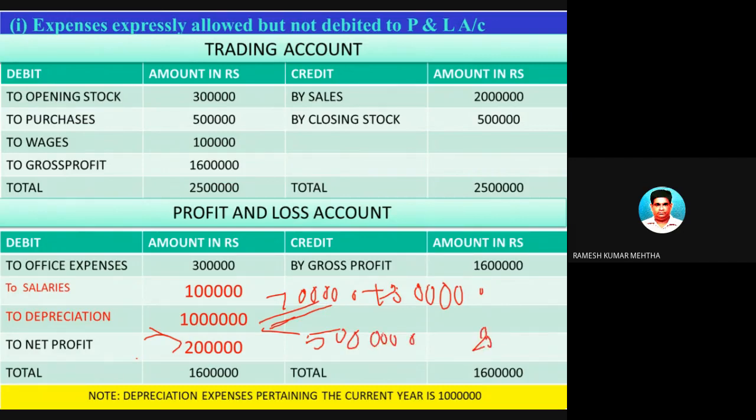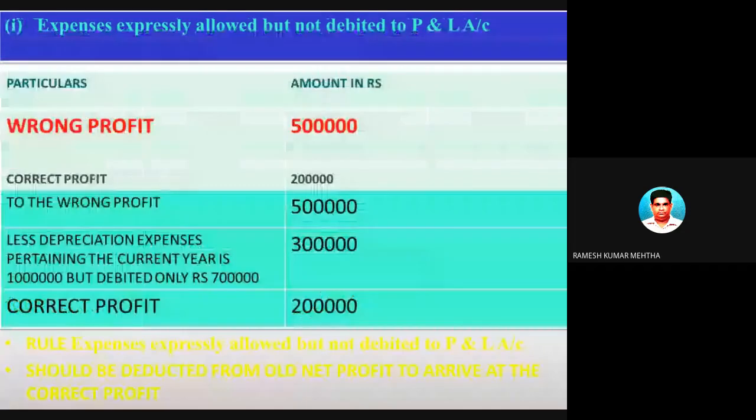So what should be done is the point here. Now to this 5 lakh rupees, the wrong profit, deduct this 3 lakh rupees, which is the expenditure which is allowed to be shown on the debit side of profit and loss account, but it is not shown. So by doing so, what has happened? The profit has decreased because you have forgotten to show one expenditure, and if you don't show one expenditure, the profit is going to increase, and if it increases then you have to decrease it. That is what is a natural phenomenon.